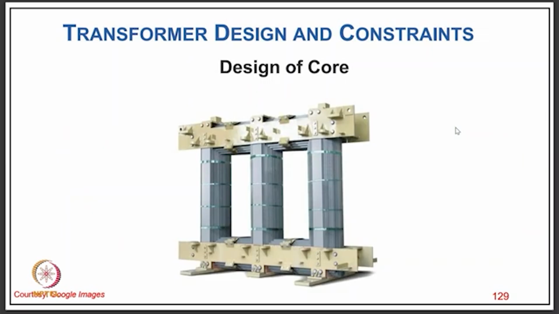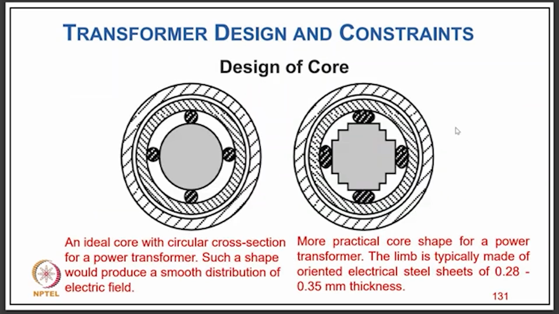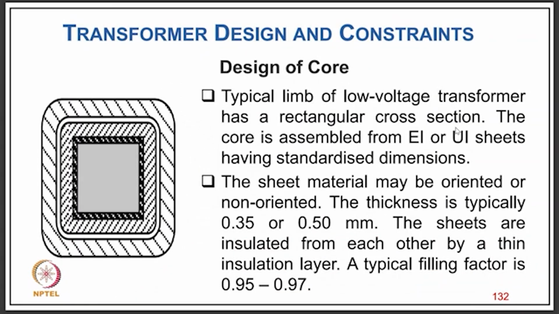In the assembled core, you can see the copper. And this is the type of core, a 3 limbs core, and then 3 limbs with the mitred corners. Then you have the ideal core with the circular cross section of a power transformer. Such a shape would produce a small distribution of the electrical field. A more practical core shape is used for a power transformer. The limb is typically made of oriented steel sheets of 0.25, 0.28 to 0.35 thickness, stacked. So you can call it how the design of the core is.